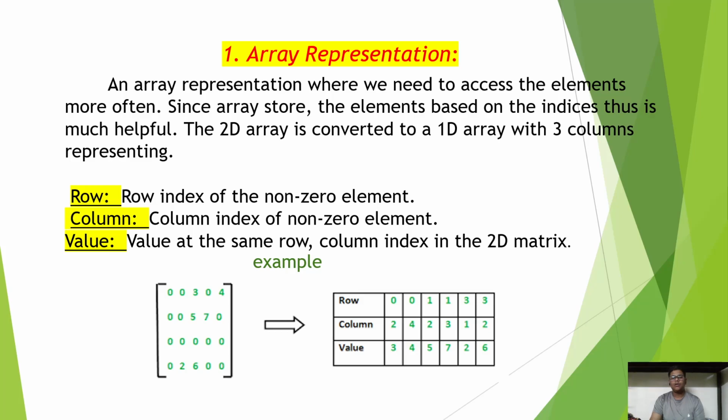Array representation. An array representation is used where we need to access the elements more often. Since the array stores the elements based on index, this is very helpful. The 2D array is converted to a 1D array with 3 columns representing row, column and value. Row index of the non-zero element, column index of the non-zero element, and the value at the same row, column index in the 2D matrix.